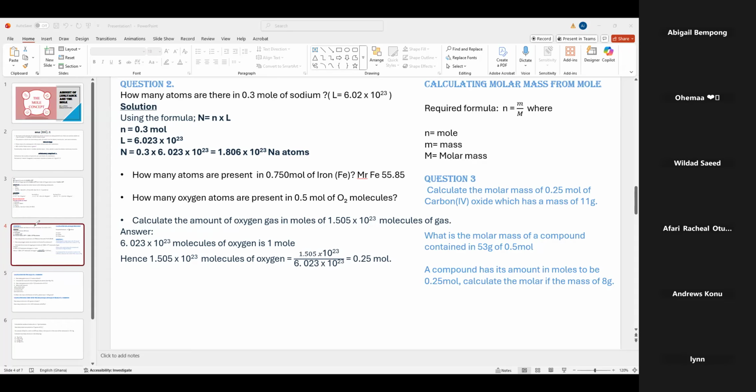Then please, which question are we solving? Isn't there how many oxygen atoms are present in 0.5 mole? Yes, please. Okay, so I got 3.011 times 10 raised to the power 23. Okay, so I think that's the same as the answer Cecilia gave earlier. So that's right.